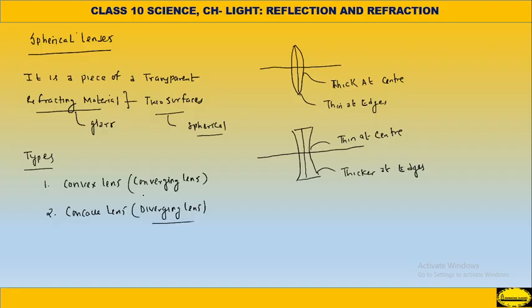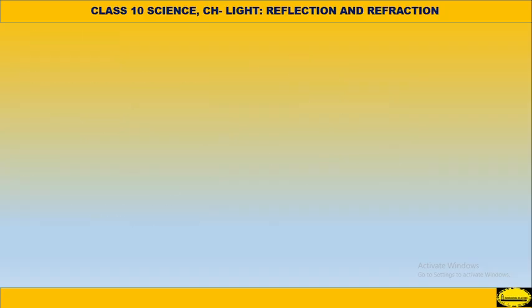We can also see that the convex lens is called converging lens and concave lens is called diverging lens. Let us move further to understand about the terms associated with the spherical lenses.